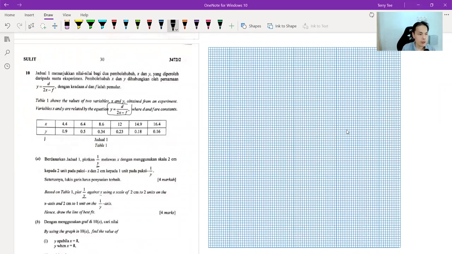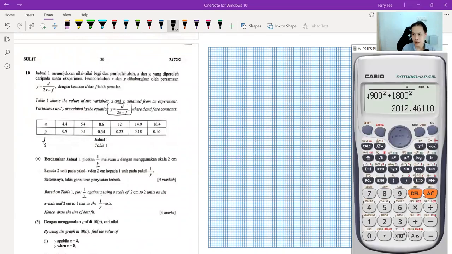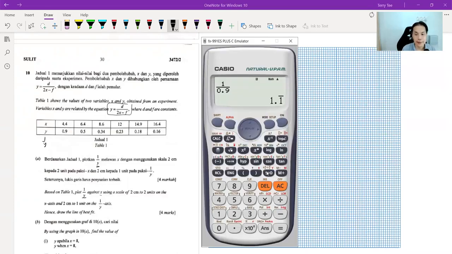For 1 over y, very simple. We just use your calculator. Take 1 over 0.9. The first one, I got 1.11. Now, to make it easier for us to read, you can change the calculator's decimal point, fix the decimal point to 2 decimal places. That's easier for us to read. So we just type this as 1.11, right?